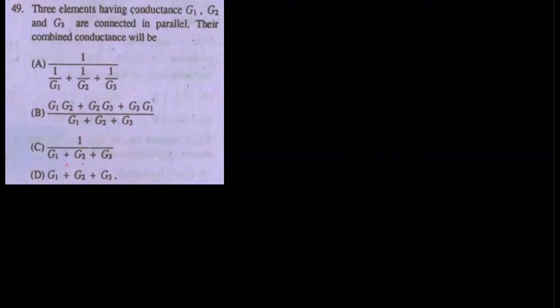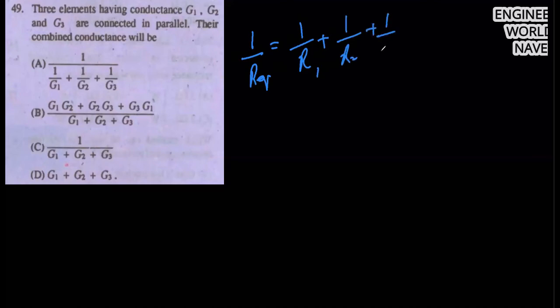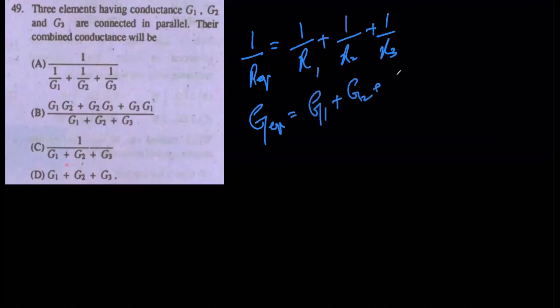Okay, next MCQ is: three elements having conductances G1, G2, and G3 are connected in parallel. Their combined conductance will be, so conductance, as we know, is the inverse of the resistance. So in parallel your resistance will be like this. So you can say that the conductance, my G equivalent, will be equal to G1 plus G2 plus G3. Conductance is the inverse of resistance. So option D is the correct answer.